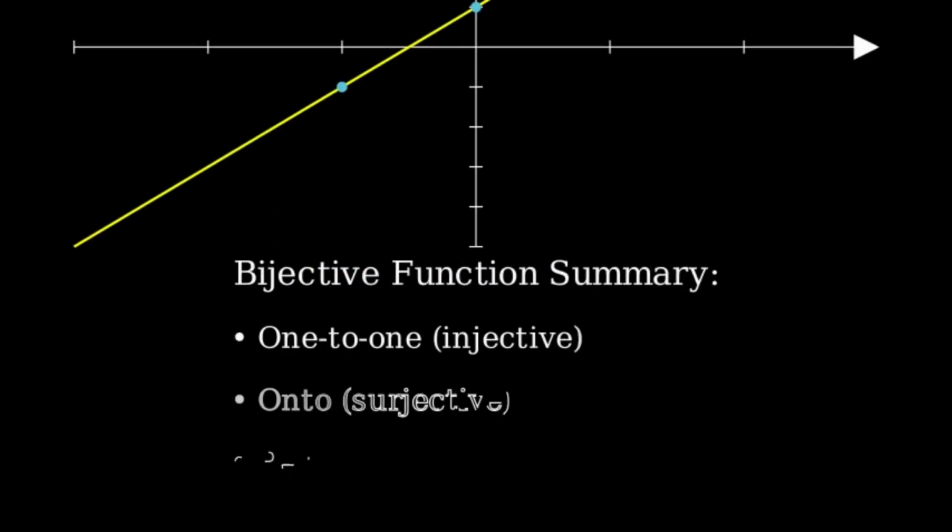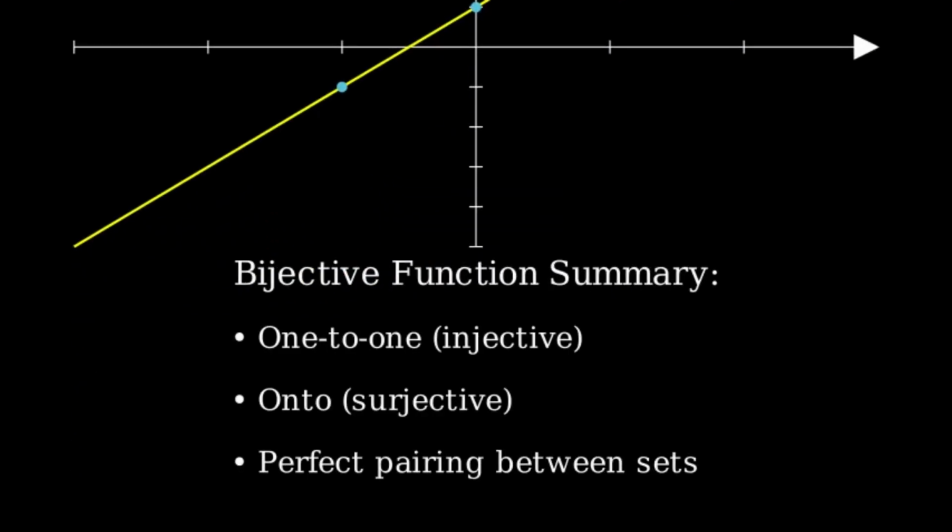To summarize, a bijective function is both one-to-one and onto, meaning each element in the domain maps to exactly one unique element in the codomain, and every element in the codomain is mapped to by exactly one element in the domain. This creates a perfect pairing between the sets A and B.